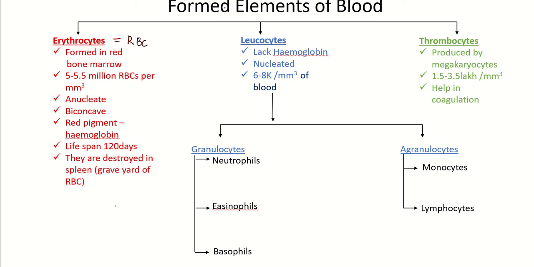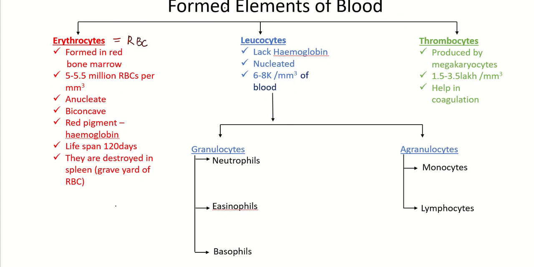These are of biconcave shape. Both the sides of the surface of RBC are of concave shape. They have the pigment hemoglobin, which gives them the red color. The lifespan of erythrocyte is about 120 days. After 120 days, in the spleen they get destroyed, and therefore spleen is called as graveyard of RBC.